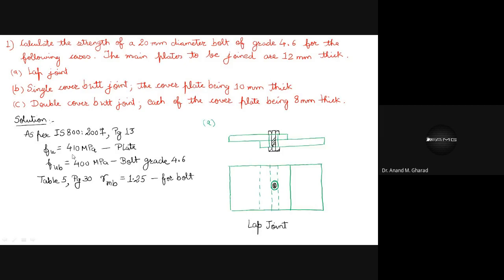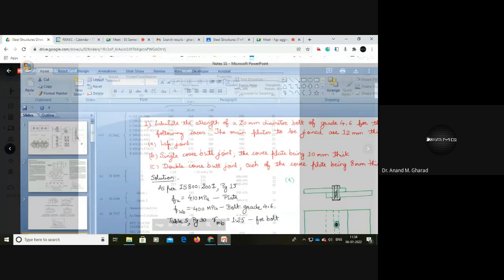F suffix U, which is 410 MPa. Okay. Next, FUB. For the ultimate tensile stress of bolt, I have represented this as FUB. This has been obtained from, again, page number 13 of IS 800.